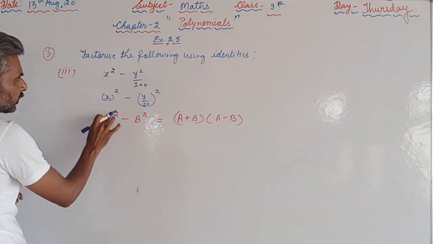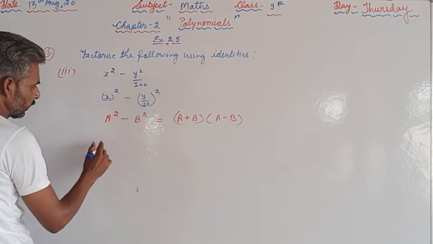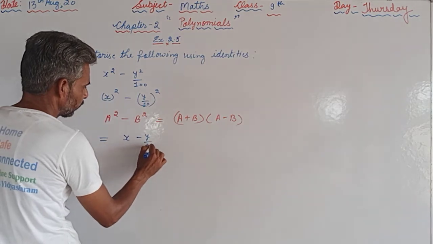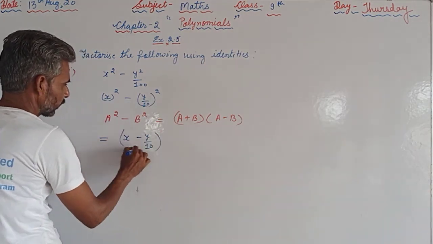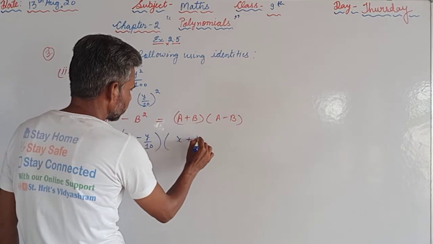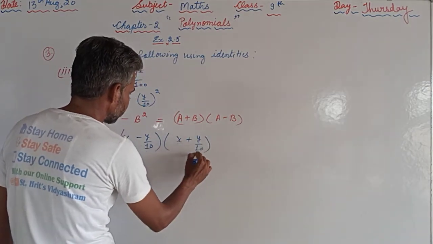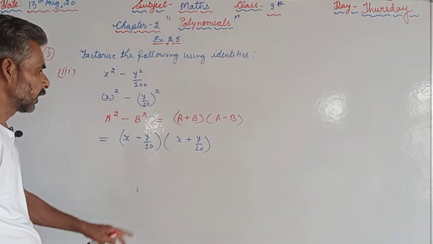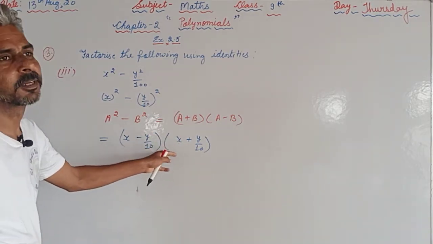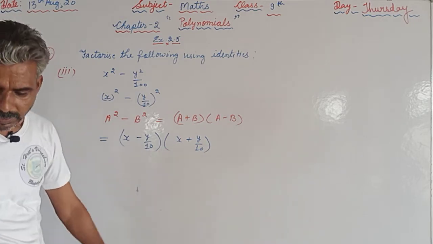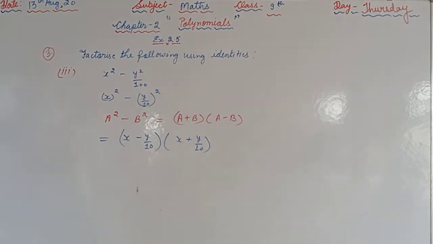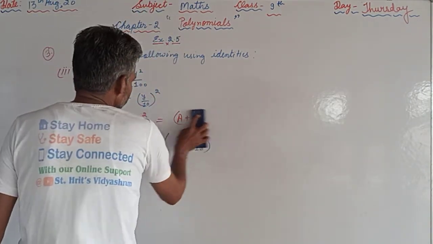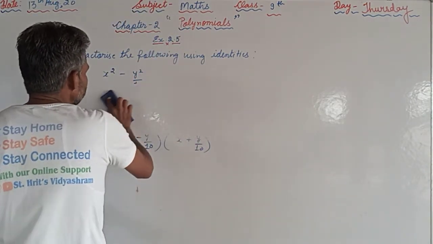So here a is x and b is y upon 10. So the answer will be x minus y upon 10 and x plus y upon 10. One time we will take the minus sign, one time we will take the plus sign, and there will be a sign of multiplication between the brackets, that is understood. So in this way we can factorize these questions using the identities. So now we will proceed towards the next question.